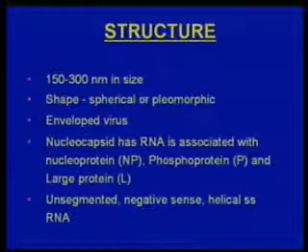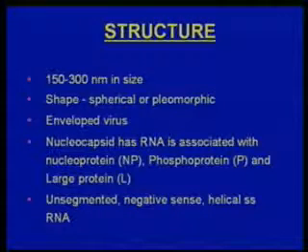Okay, structural features. These are fairly large viruses. Look at that size over there, 150 to 300 nanometers. They're pleomorphic in that they can have different shapes, not a definite set spherical shape. And as we will talk about later, these are enveloped viruses. The genome is contained in the nucleocapsid, which has RNA associated with 3 proteins here: nucleoprotein, phosphoprotein P, and large protein, which is L. And the genome is kind of coiled up within the envelope of the virus.